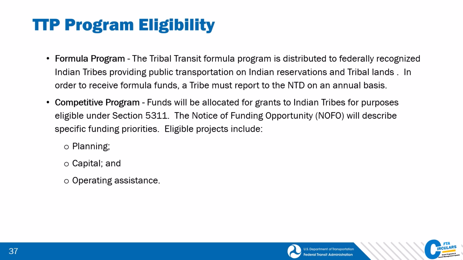Program eligibility. The Tribal Transit Formula Program is apportioned to federally recognized tribes providing public transportation services on Indian reservations and tribal lands. In order to receive TTP formula funds, a tribe must report their vehicle revenue miles, or VRMs, to the National Transit Database, or NTD, on an annual basis. Census data is also used for the Tribal Transit Formula Program allocations.